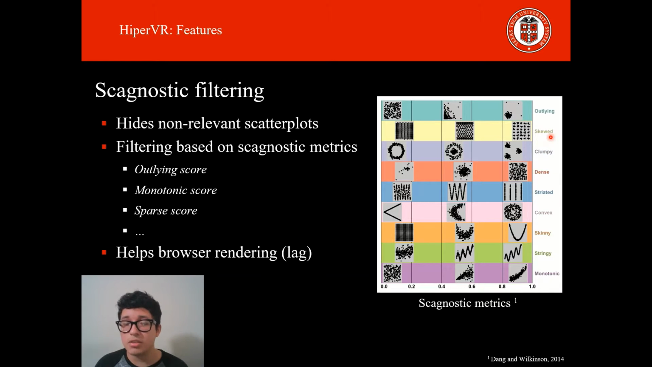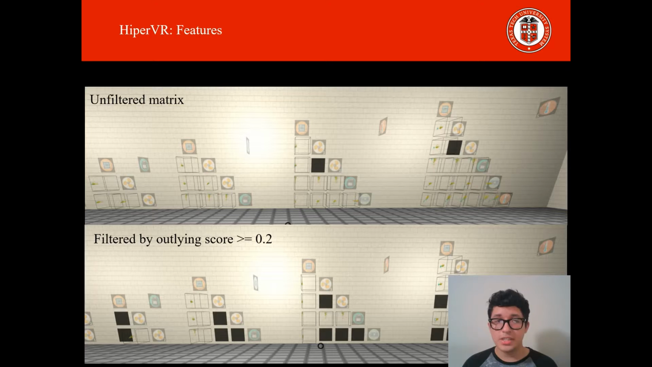You can also say, okay, I want a high outlying score and high clumsiness score. So for instance, in this picture, we can see two scatterplot matrices. The first one is a non-filtered matrix. We can see that there are some scatterplots where some of the data is non-existent, but pretty much they all appear there because it's unfiltered.